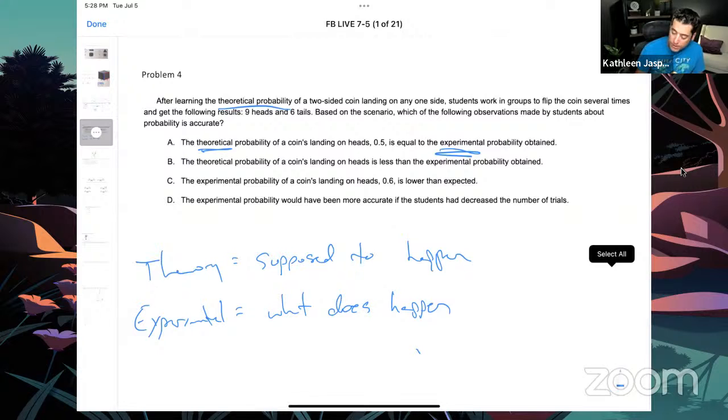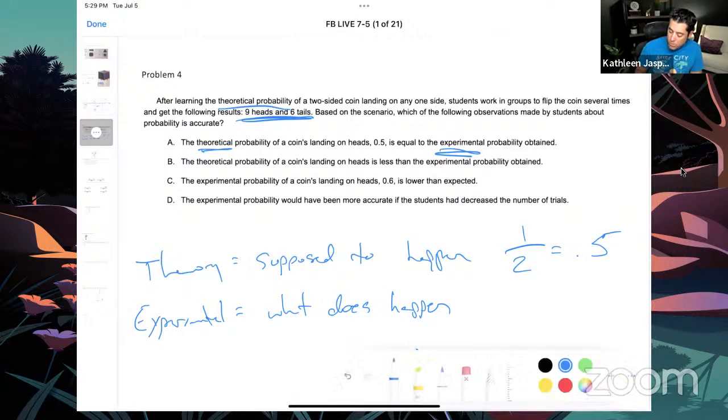Well, if there are two sides, that means whatever I get, it's 1 out of 2, or it's 0.5, 50%. That's theoretical probability. In this case, with heads and tails, they gave us the experiment. So just think of it like that. Experimental probability is the actual experiment. So what did the actual experiment result?